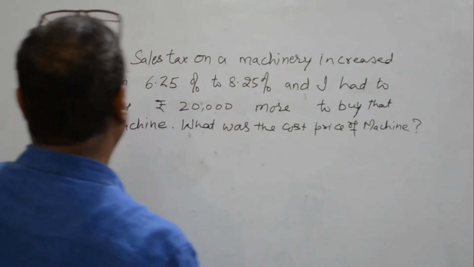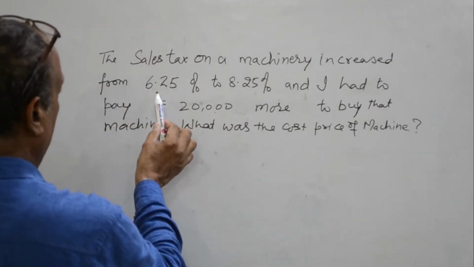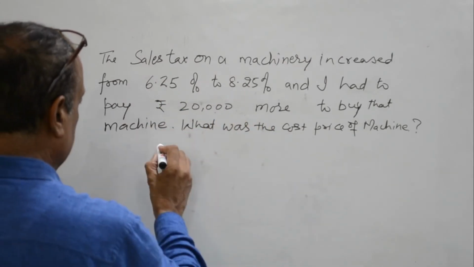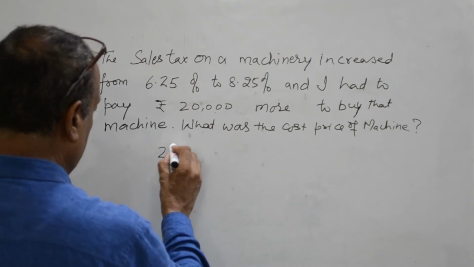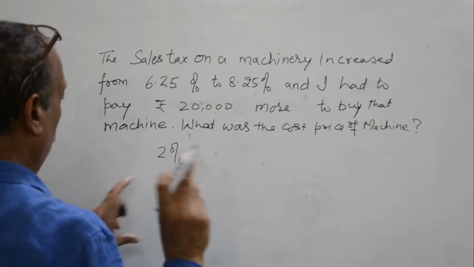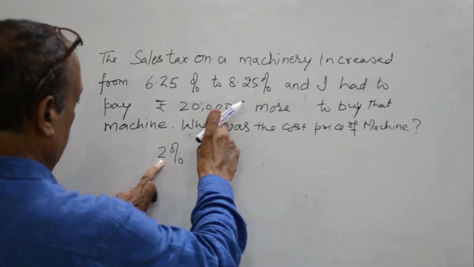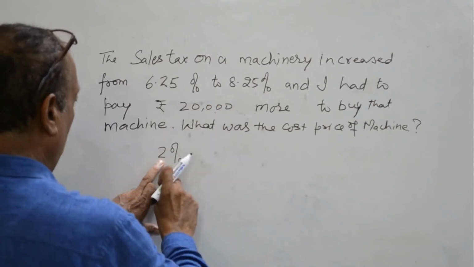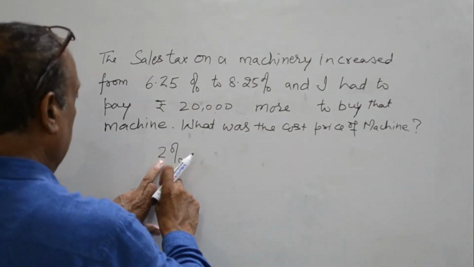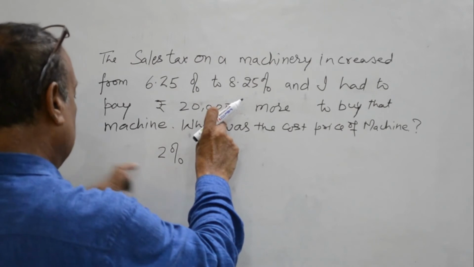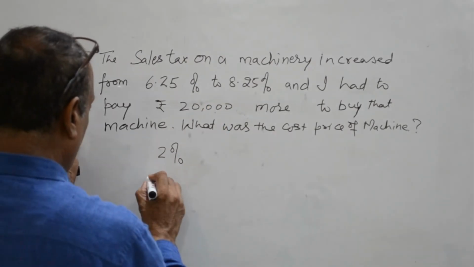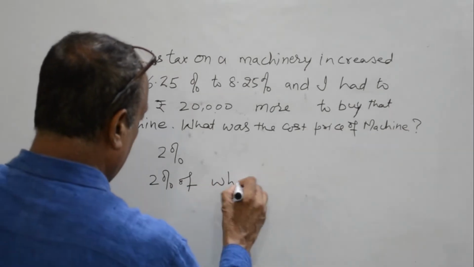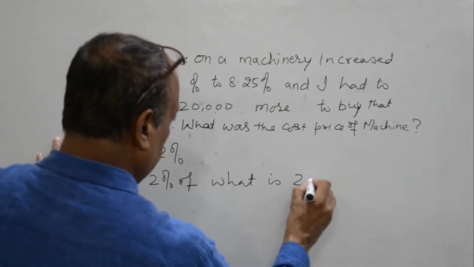Now see, the tax increased from 6.25% to 8.25%, meaning a difference of 2%. For this 2%, I had to pay 20,000. It means 2% of a number is 20,000. So the statement becomes, 2% of what is 20,000.